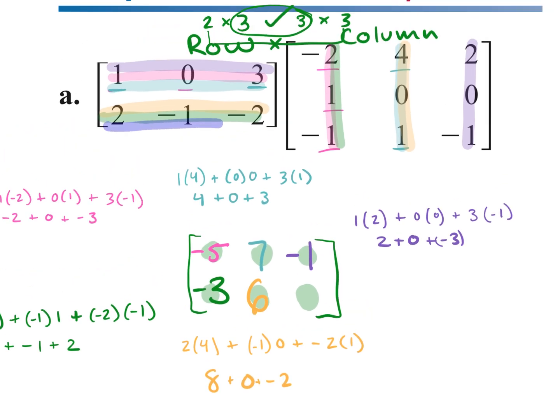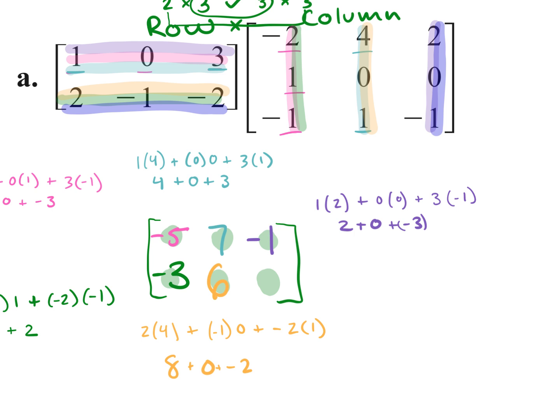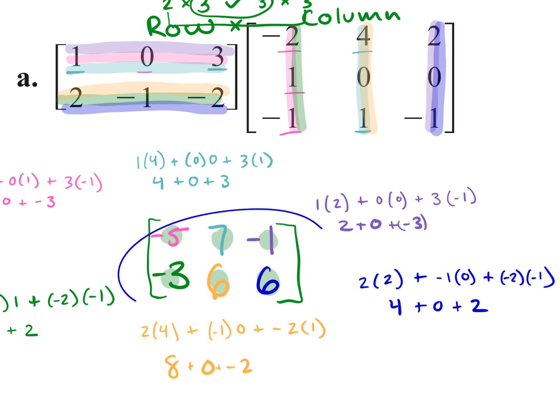So now we have the second row, third column. Yes. Second row, third column, we have 2 times 2. What would I multiply next? Negative 1 times 0 plus negative 2 times negative 1. So this gives us 4. Negative 1 times 0 would be 0. And negative 2 times negative 1 is 2. 4 plus 2? 6. Awesome. So this would be our answer.